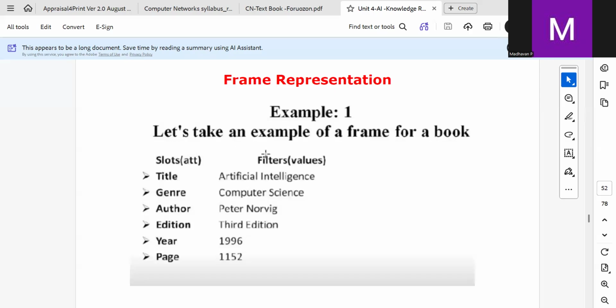And this is an example of book representation using frame structures, where you have different slots and the possible attributes of the book: the title of the book, who is the author, the edition, year of publication, page number, and these are all the values associated with every slot. There is no fixed number of slots and corresponding values, and this gets updated for each and every book. So this is one record structure, the structure of a book.